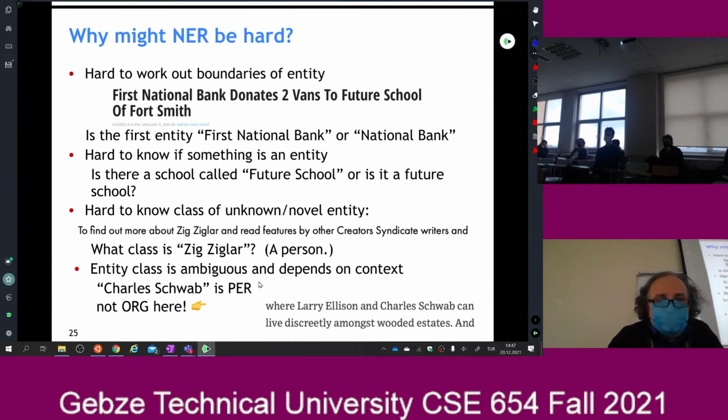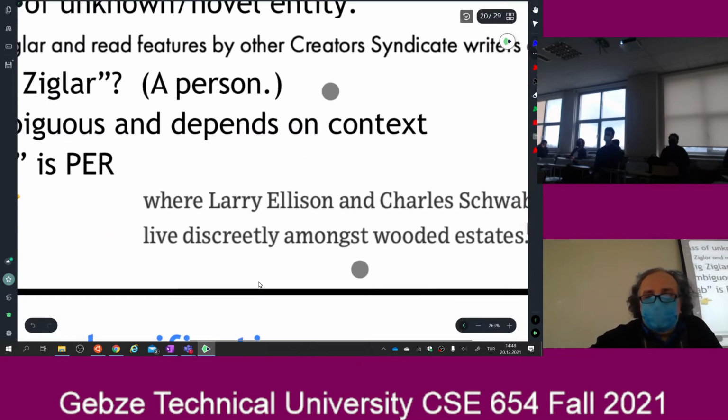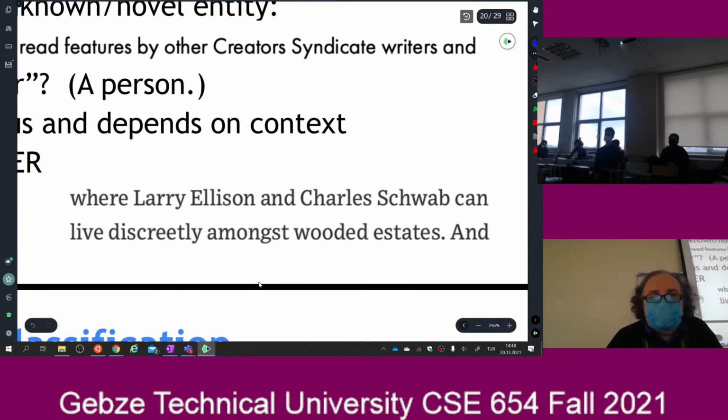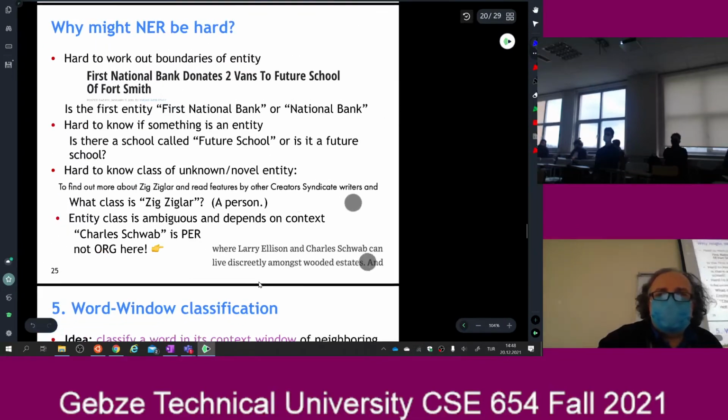For example, this Charles Schwab, you know what Charles Schwab is? It's a financial organization. I think they do some investing, that kind of stuff. But if you have this sentence where Larry Ellison and Charles Schwab is a person actually, he founded this company named Charles Schwab. So his name and the company name is the same, but I think this guy is dead now, a long time ago. So when you say Charles Schwab, it usually means an organization, not a person. So, I mean, at the end, all in all, this is not an easy problem.